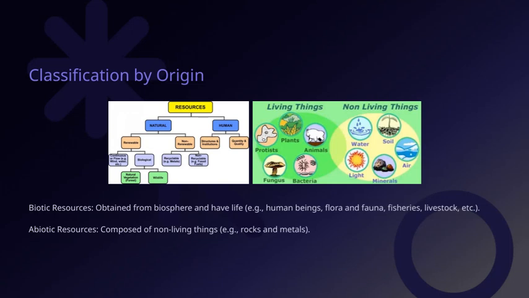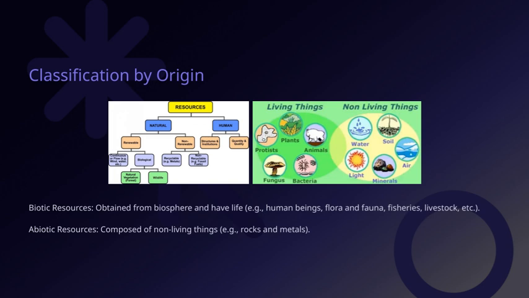All right, let's dive into the classification of resources based on their origin. First, we have abiotic resources. These are composed of non-living things, such as rocks and metals. They come from the Earth's crust and are essential for various industries, especially construction and manufacturing. Because they are non-living, they don't reproduce or grow, so their availability depends on how we manage and utilize them.